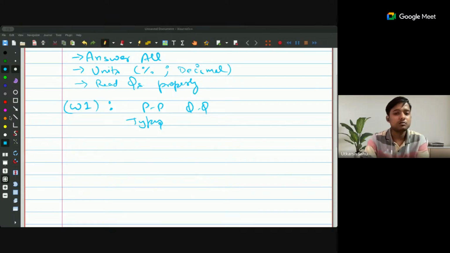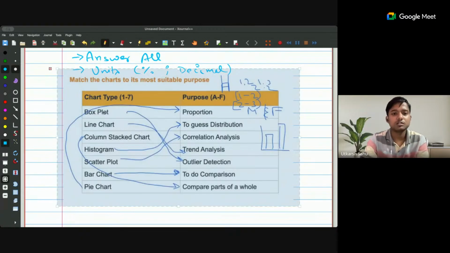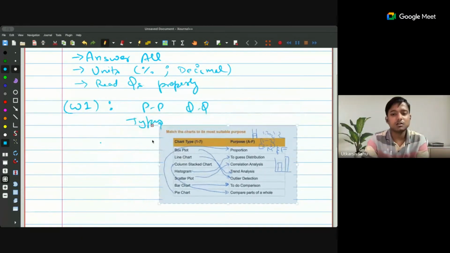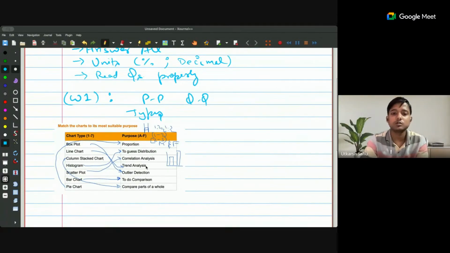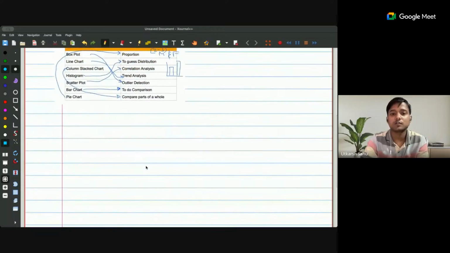I think previously in my term, January or May, I made this chart. So you can see the matching and you can refer to it. The box plot is used for outlier detection. Line chart is used for trend analysis. Stacked column chart is used for comparing parts of a whole. Pie chart is used for proportion. So these basic things you should know, which chart is used for which purpose.